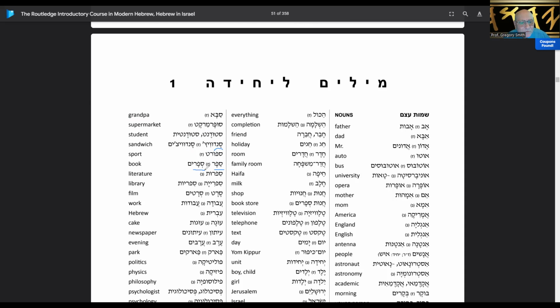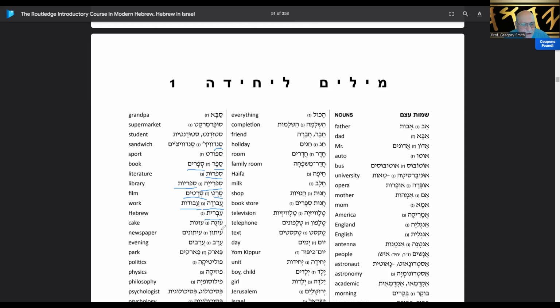How about this one? Sefer, book, sfarim, books. Look at this, sifrut, literature. Sifriya. It's kind of a tough one to pronounce, this library one. Isn't that something? Sifriya. Now for a film, you've got seret or seratim, like movies. Let's see, avoda or avodot, work or works. In other words, multiple jobs.